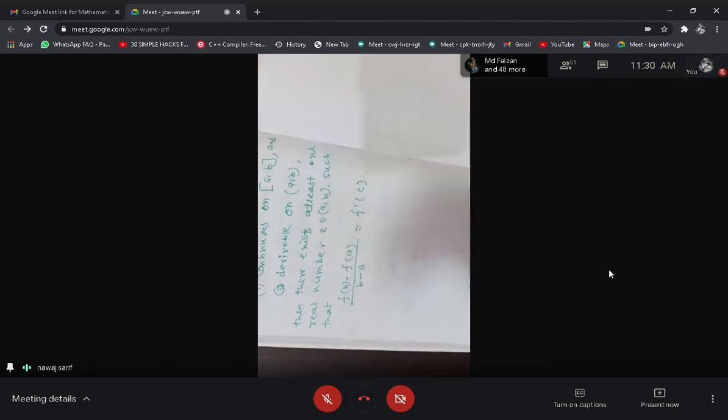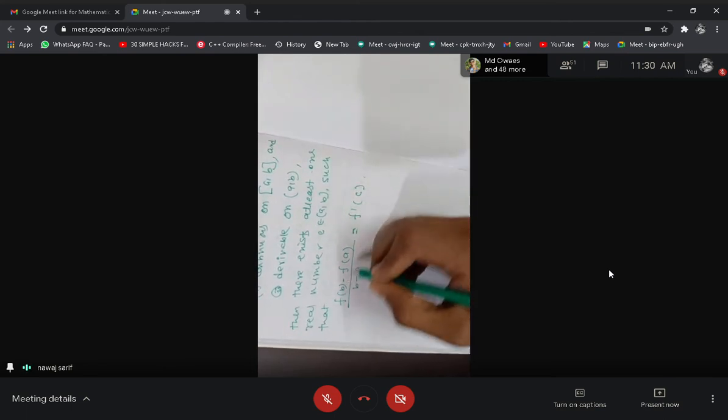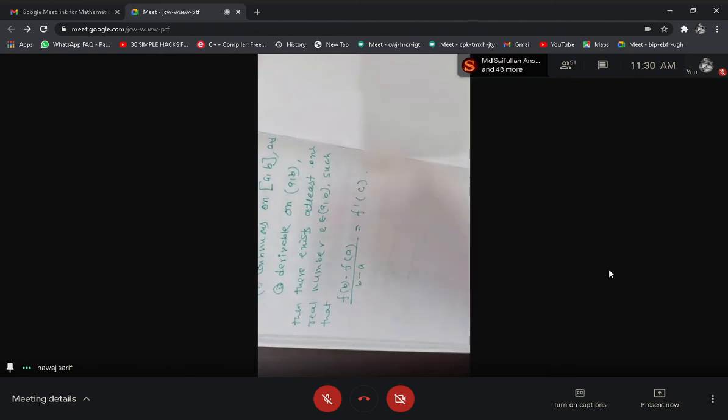So which one is more strong, Lagrange's mean value theorem or Rolle's theorem? Lagrange's mean value theorem, because we can find it for f of b not equal to f of a and for f of a equal to f of b also. So if f of a equals f of b, then f dash c equals 0. That means Rolle's theorem is a particular case of Lagrange's theorem.